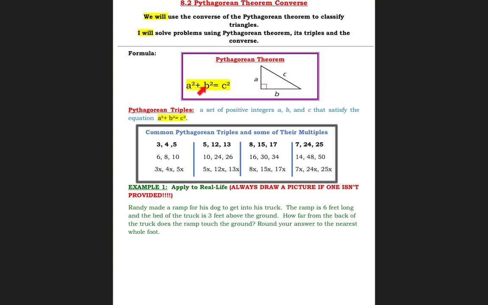What we're going to look at today is, well, what if it's greater than? Or what if it's less than? So we'll get into that topic toward the end of the notes. At the beginning, we're just going to recap Pythagorean theorem.